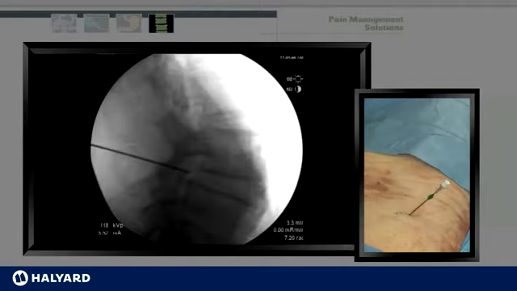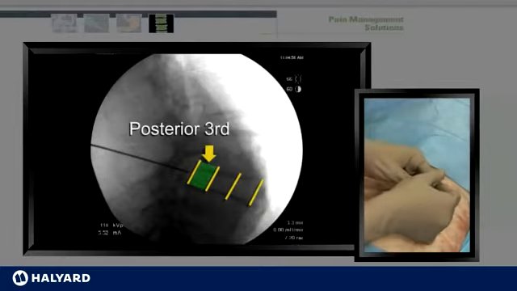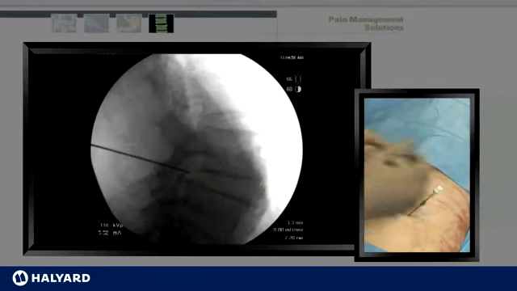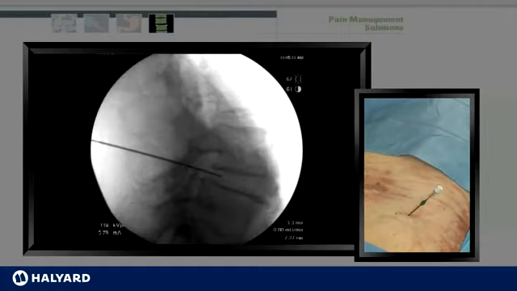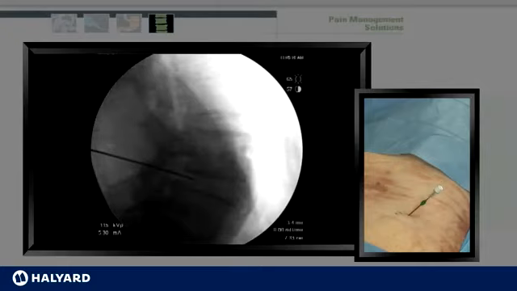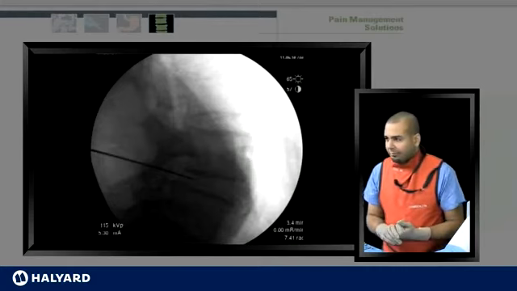You can see here that we've come across the disc somewhat, but haven't quite achieved the depth that we'd like to. So at this point, I would advance the needle further until I was approximately at the level where I was at the junction of the ventral 2/3 and the posterior 1/3. It's also important to remember that once the needle stylet is removed, the actual probe itself will project somewhat further than the tip of the needle.